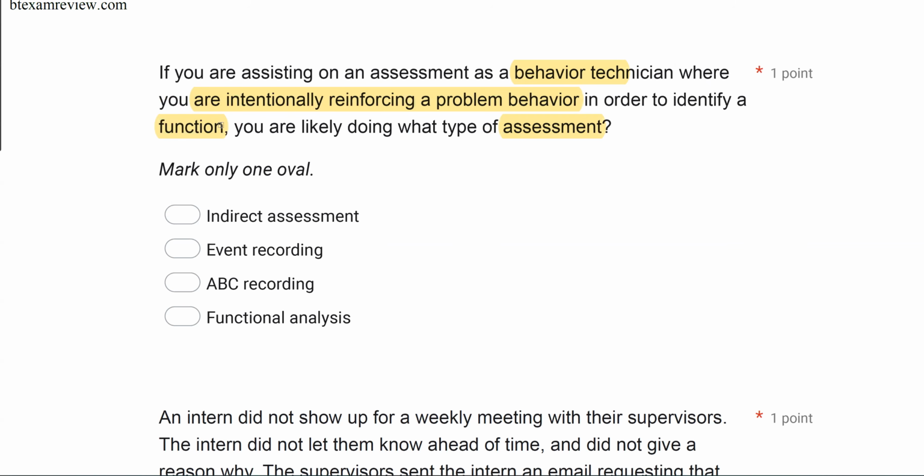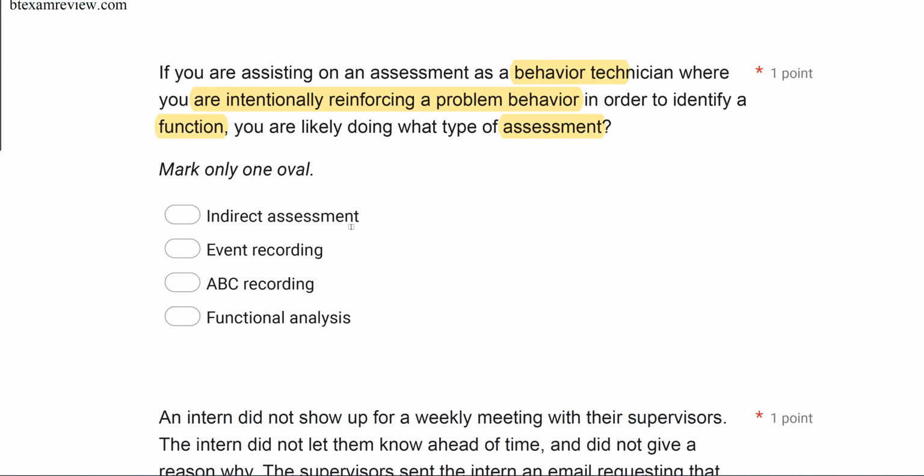Well, when we do functional analyses, that is essentially what we're doing. Since a functional analysis is the best way to identify a function, the best way to do that is to figure out, well, what's the consequence that's maintaining this behavior? And we do that by deliberately reinforcing the problem. So in this case, that's what you're doing. So what type of assessment are we talking about?